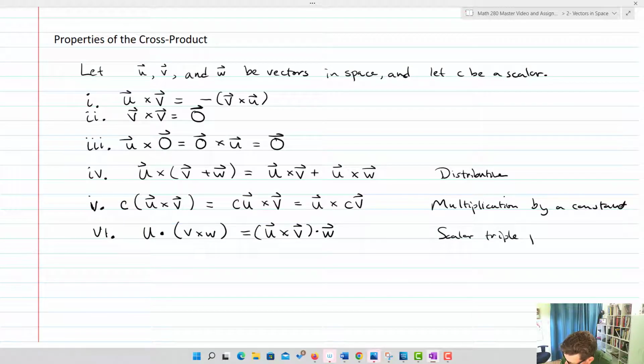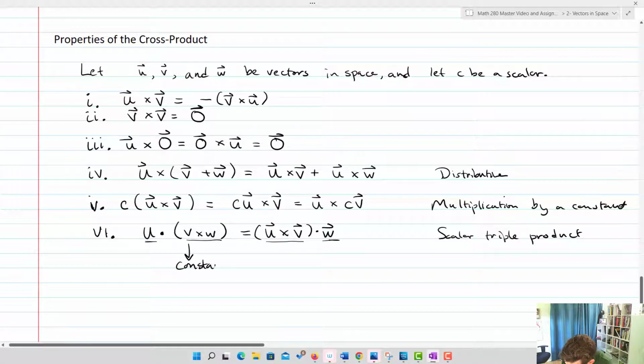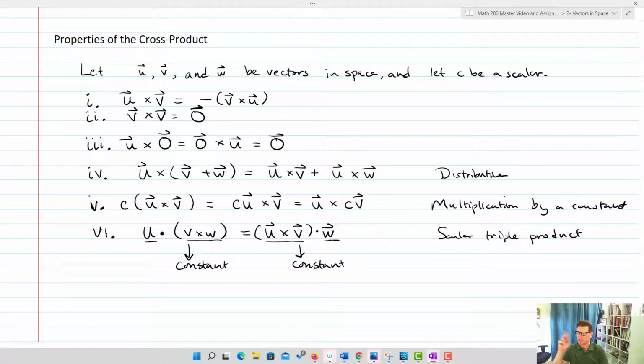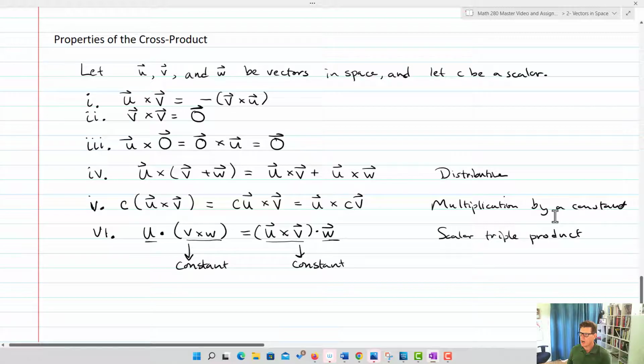And it's really important. It's not intuitive at all if you think about it. It doesn't look like it should work the way that it does, but it does. Notice that we can either cross v with w and then take the dot product with u, or we can cross u with v and take the dot product with w. Notice also it's a dot product, so both of these are going to be constants, because the result is the dotting of two vectors. And so those are our properties of utilizing the cross product.